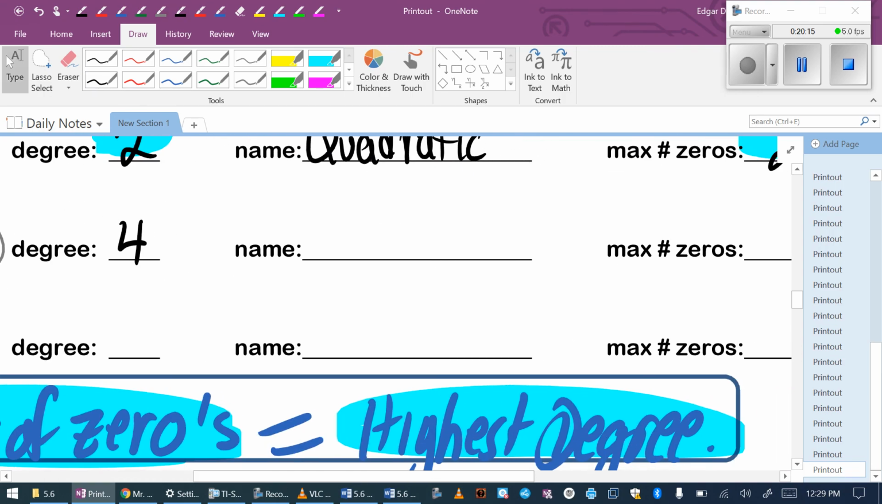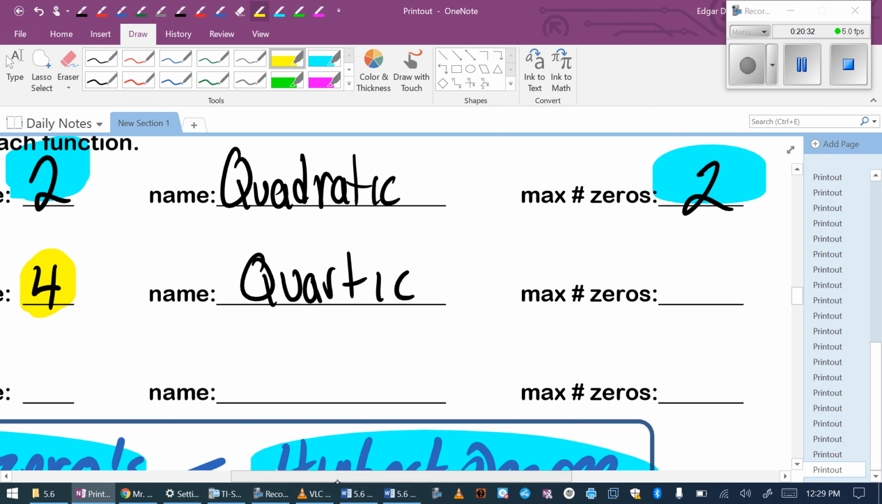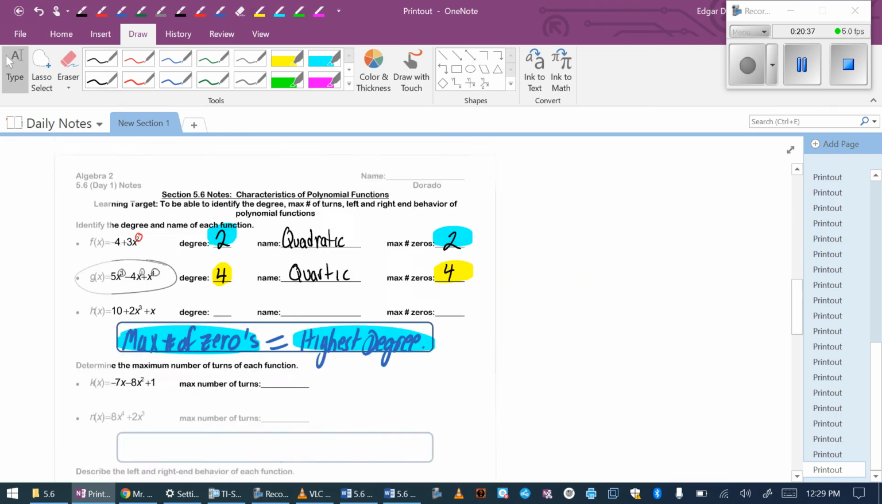What do we call functions with the highest degree of 4? They're called quartics, guys. A lot of people accidentally mix up quartic with quadratic. Be careful. That's the difference. One has the highest degree of 4, one has the highest degree of 2. Now, I just finished saying highest degree tells me the number of zeros, so this is also 4 right here.